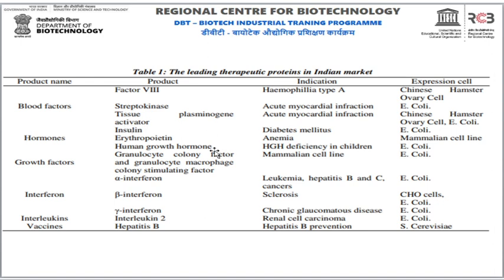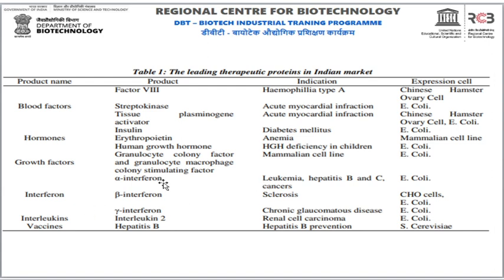Next are hormones, which include insulin, which is employed for diabetes, and it is expressed in E. coli. Next is erythropoietin, which is employed for anemia, and it is expressed in a mammalian cell line. Next is human growth hormone, which is employed for human growth hormone deficiency in children, and it is expressed in E. coli. Next is alpha interferon, which is expressed in E. coli, and it is employed for cancer, hepatitis and leukemia.